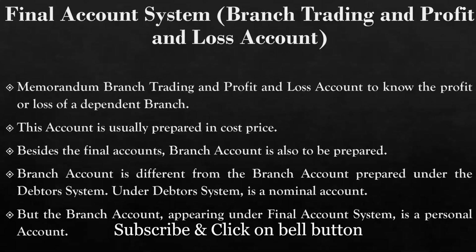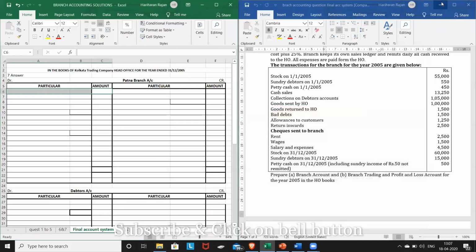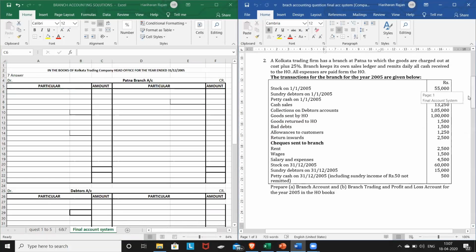So let us go to the problem. So this is a question. A Kolkata trading firm has a branch at Patna on which the goods are charged out at cost plus 25%. So please remember, this is very important. You can highlight it or underline it. This is cost plus 25% profit.